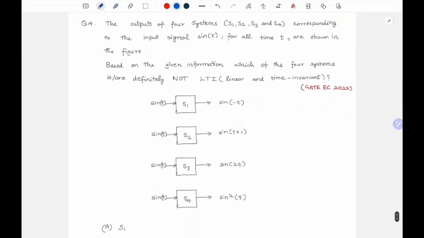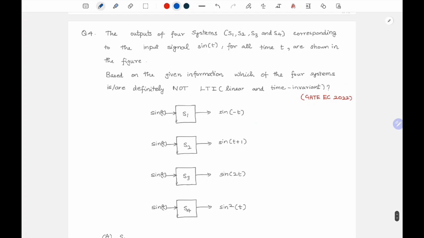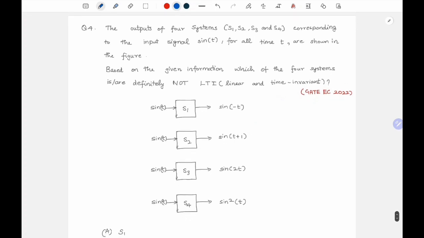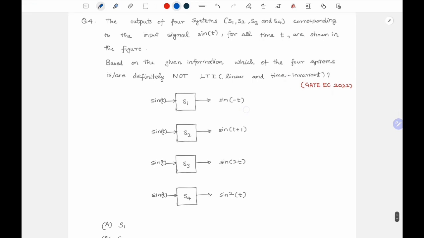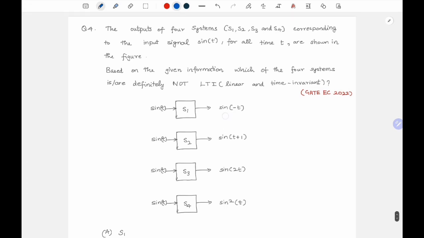So, let's solve our final question. This was asked in GATE 2022. The outputs of 4 systems S1, S2, S3 and S4 corresponding to the input signal sin t for all time t are shown in the figure. So what they are given is, they have 4 systems and just for one particular input, which is the sin of t, they have given an output, right? Based on the given information, which of the 4 systems is or are definitely not LTI?